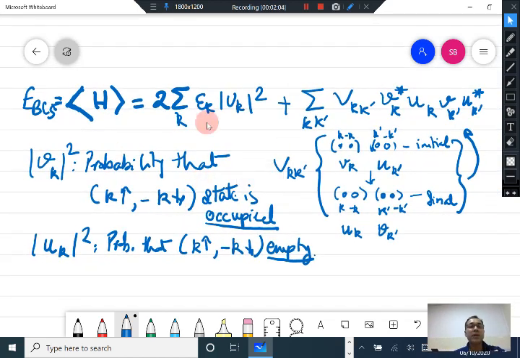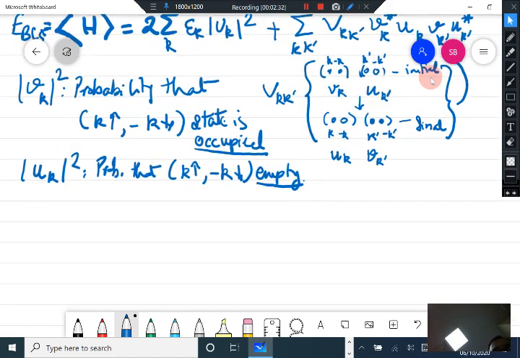Now what we will try to do is minimize this expectation value, the BCS energy term, so that we can get the ground state of the system. That is going to be the next set of calculations, and it is easy to minimize if you parameterize the system. If we write Uk and Vk in terms of some other parameters, it becomes easy to minimize, and that is what we will do now.